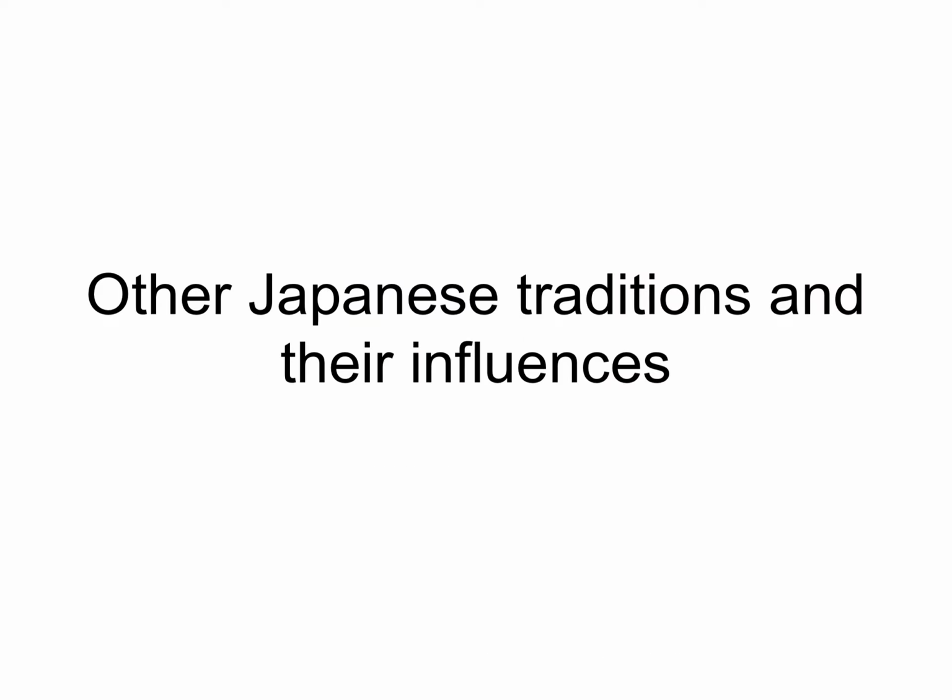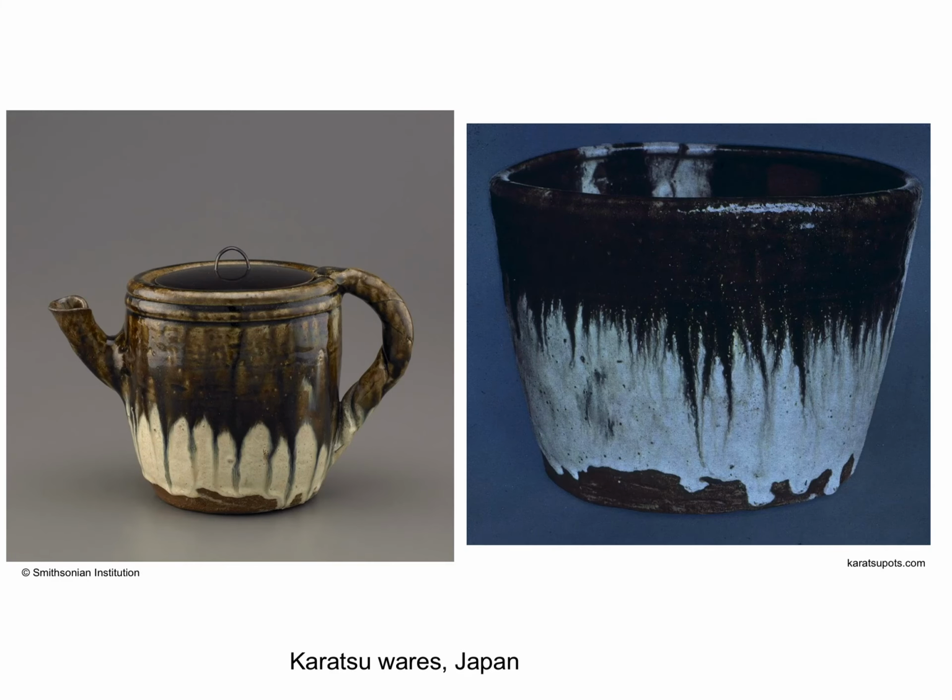Other Japanese traditions and their influences. As I've mentioned earlier, Japan is at the origin of the material aesthetic, and it is from Japan that it has traveled all over the world, creating tremendous transformation of ceramic history and ceramic culture. Those are examples of other wares. We've already mentioned raku and bizen. This is karatsu ware, very characteristic with the mixture of a white and a dark glaze.